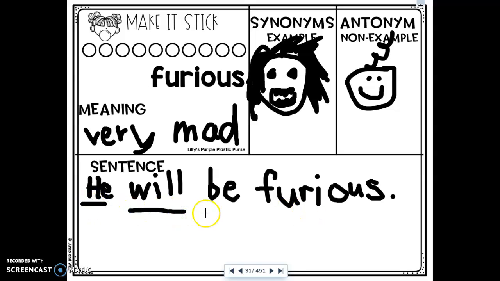He will be furious. I'm going to add an exclamation mark because that means there's a lot of emotion in my sentence. He will be furious! And then you can imagine what he might be furious about. So please finish your vocabulary page. If you want to make it stick, then you can come up with some more sentences together with whomever you're working on your project with and just use furious in a sentence. And each time you use it, you just color in a dot.